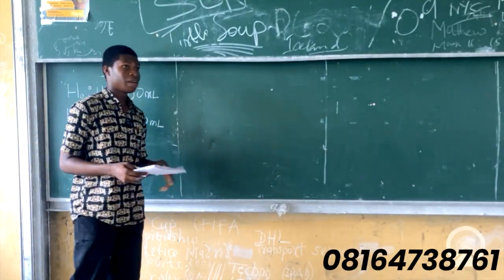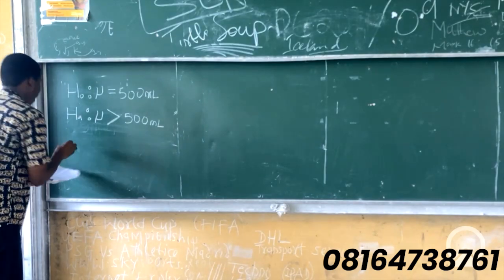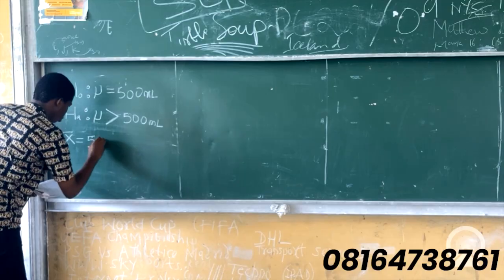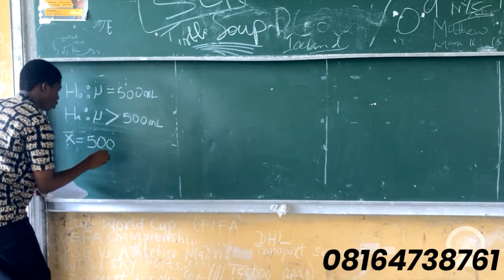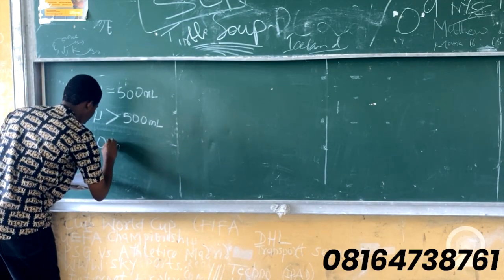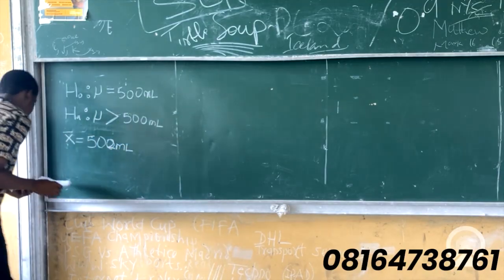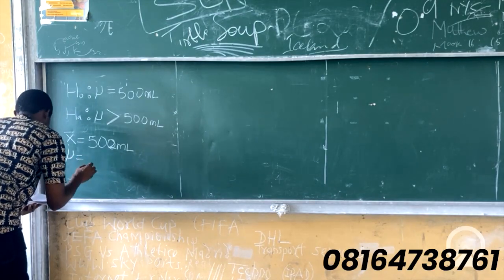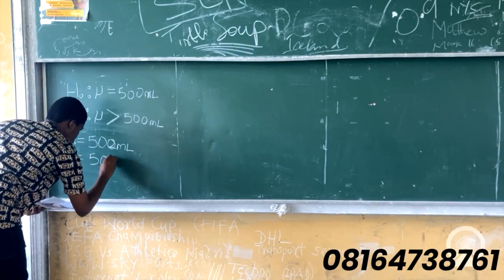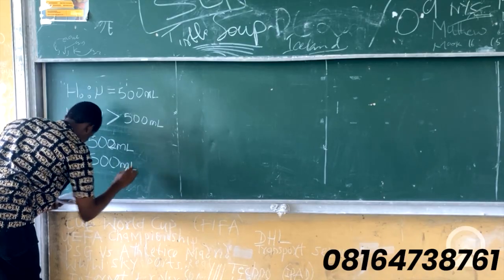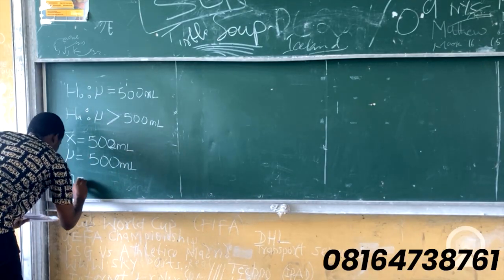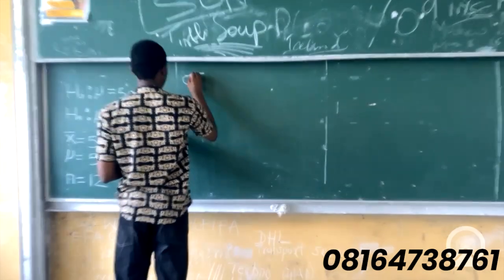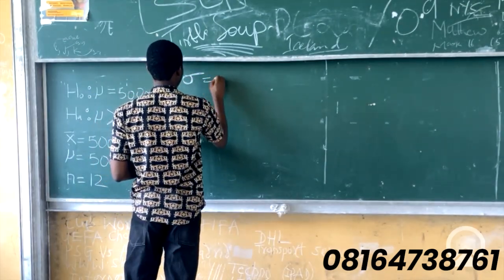So now we are going to write out all the parameters. X bar, which is the sample mean, is 502, sorry. And mu, the population mean, is 500. Our sample size is 12, and the level of significance is 0.05.